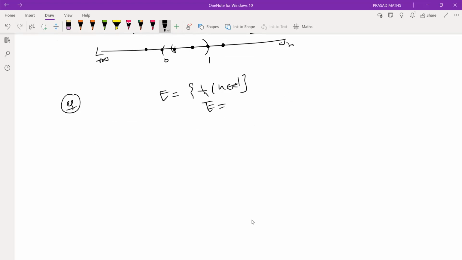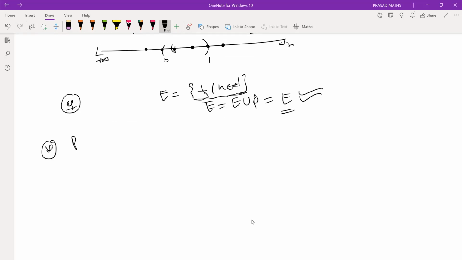Anyone? The answer is 1, E itself, right? Because the derived set with respect to the discrete metric is empty. Therefore, E only. Right?